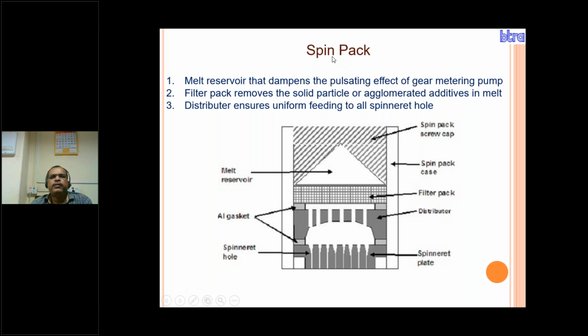And the spin pack. When the metering pump pushes the material to the spin pack, here is the chamber for storage of the melt, a melt reservoir you can say, to avoid the pulsating effect of the gear metering pump. So it is the storage, and then this is the filter which filters solid particles or agglomerated additives in the melt. And one is the distributor which distributes this molten polymer over the spin plate thoroughly. Spin plate means conical holes are there, very tiny holes, through which the molten polymer will pass in fine filament form, then it will be cooled.